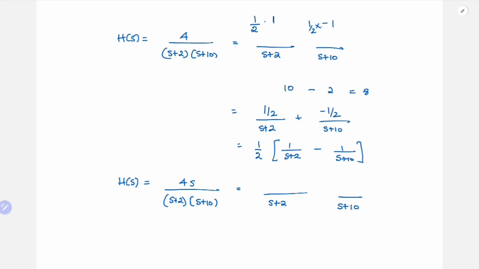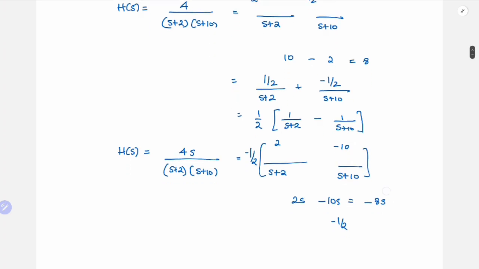So 20 is the LCM. You can either multiply 10 and 2 directly. So here it will be 2 and here it will be 10, and you have to subtract it, so it is minus 10. If you see, 20 minus 20 will go away. And what happens to s? You will have 2s minus 10s equal to minus 8s. So now you have to multiply by minus half to get 4. So just multiply by minus half. So what will be my partial fraction? 2 by s plus 2 minus 10 by s plus 10.